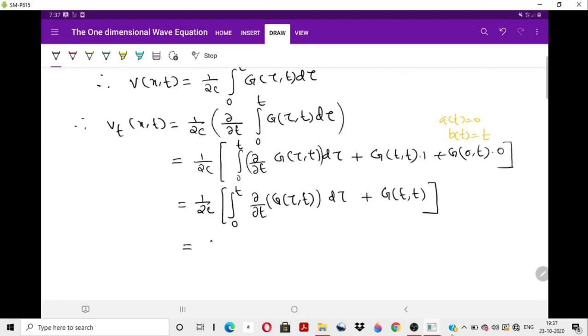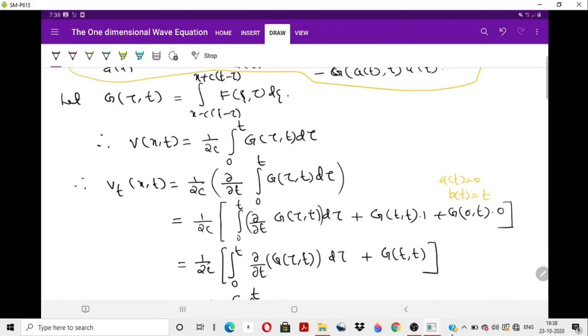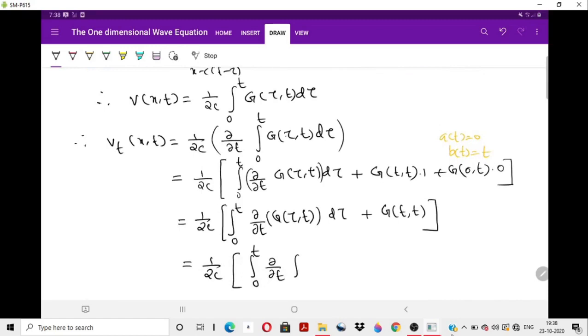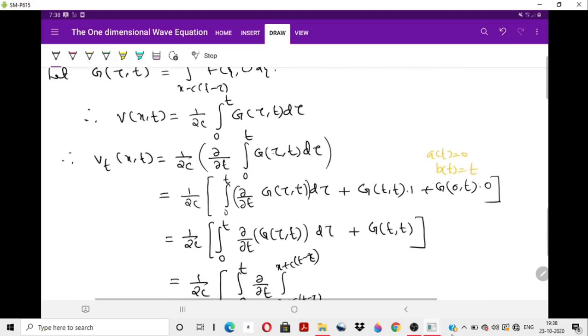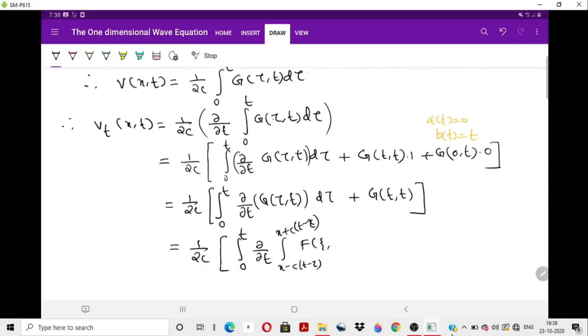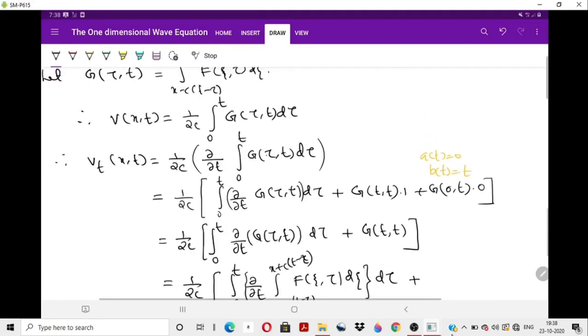So this is equal to 1 by 2c into, in bracket, the integral 0 to t of dou by dou t of g of tau comma t. G of tau comma t is the integral from x minus c into t minus tau to x plus c into t minus tau of f of theta tau d theta. So dou by dou t of this one into d tau, under the integral 0 to t, plus g of t comma t. G of tau t is this integral.